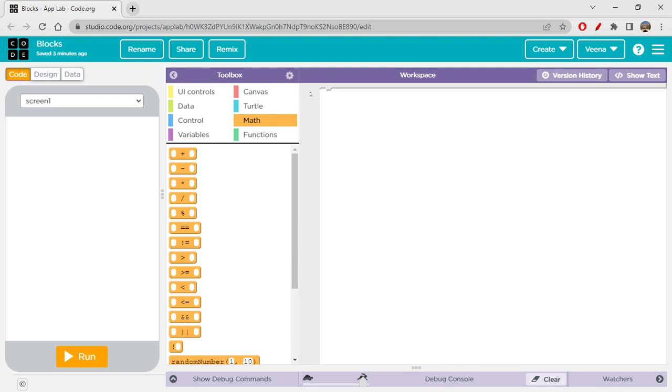So in the last session we discussed turtle blocks, and in this session we will be discussing math blocks. This is going to be one of the very informative sessions again, and you will be understanding all the math related blocks which are present in code.org, right?